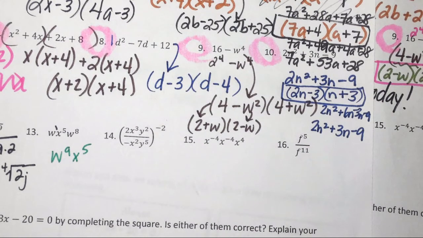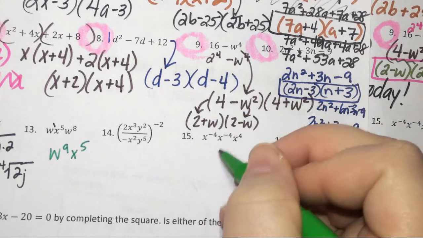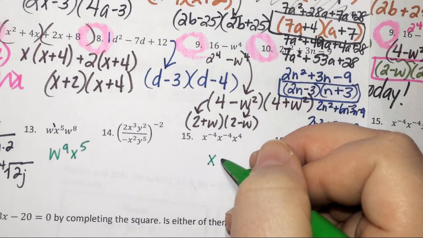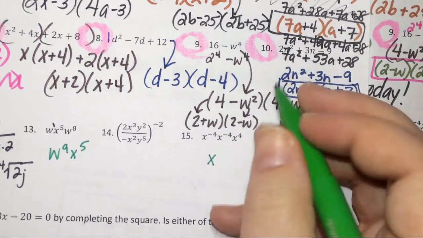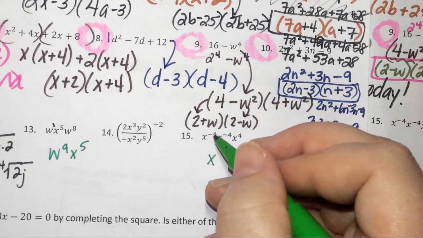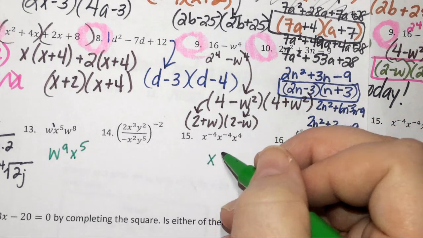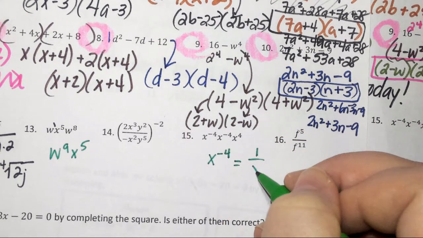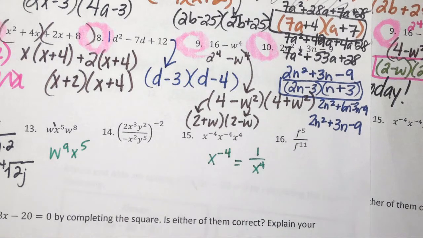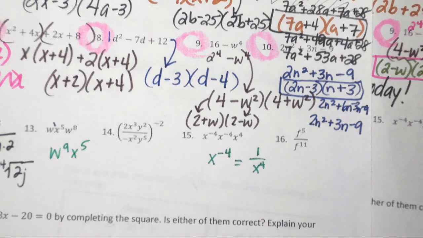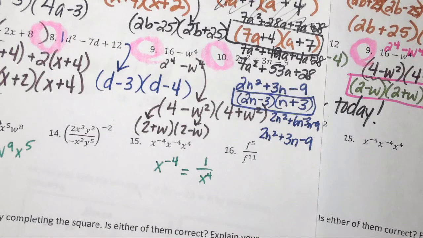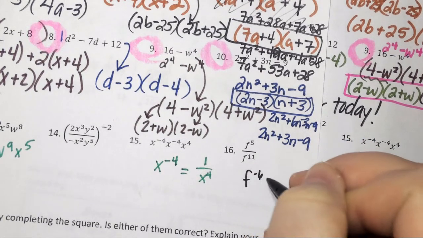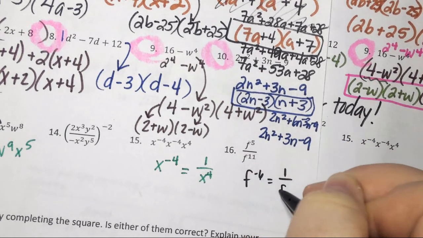Let's do 15. If we add those exponents, because we all have the same base, negative 4 minus 4 is negative 8, plus 4 is negative 4. We can't leave it like that, so it's 1 over x to the 4th. 16, f to the 5th divided by f to the 11th. When we subtract, 5 minus 11 is negative 6. But we can't leave it like that, so we write it as 1 over f to the 6th.